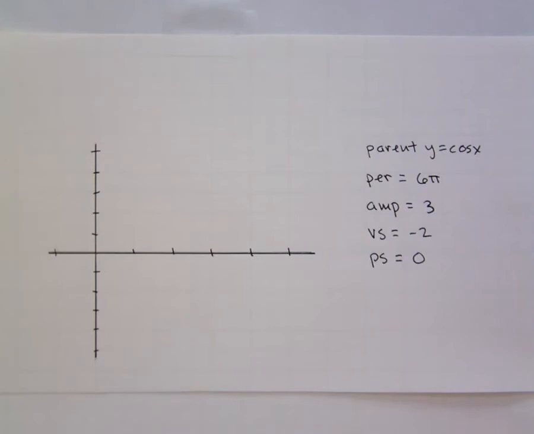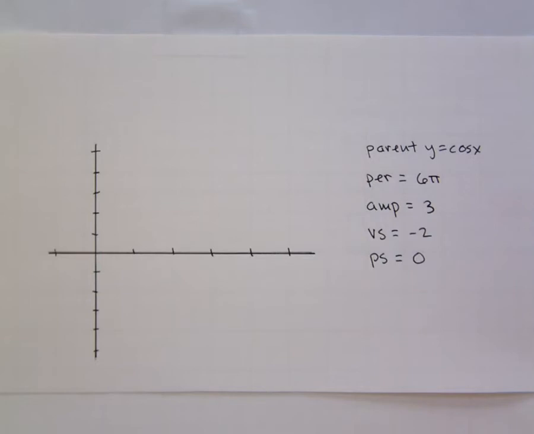This video will use a couple of examples to demonstrate the process of graphing a sine or cosine wave given the period, the amplitude, the vertical shift, the phase shift, and the parent. And we'll start with a relatively simple example. The parent is y equals cosine of x with a period of 6 pi, an amplitude of 3, a vertical shift of -2, and a phase shift of 0.